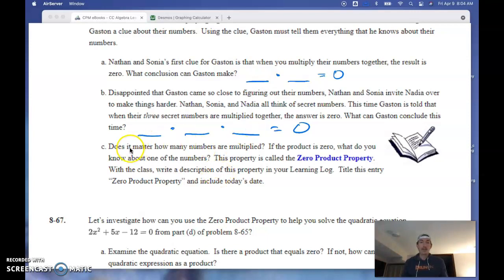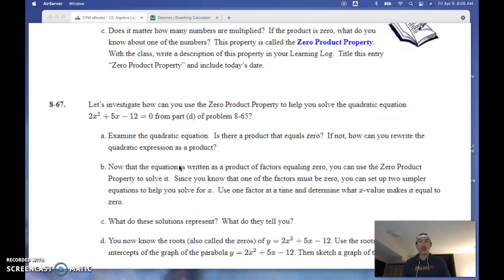Okay, and part C leads us in this little process of induction here. Doesn't matter how many numbers are multiplied. If we have a product of 0, what do you know about one of the numbers? And the answer to that is, if the product is 0, one of the numbers must be 0, and that is called the zero products property. And we use this idea to solve with quadratics.